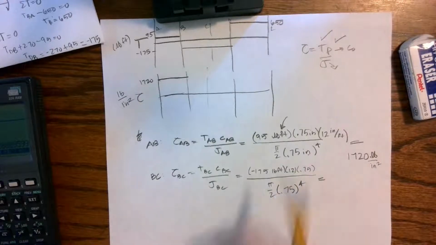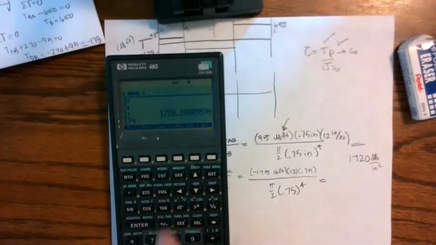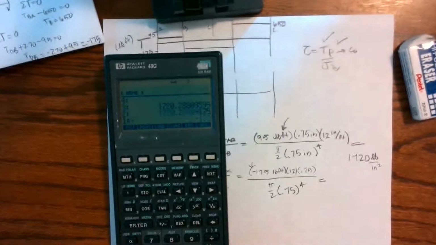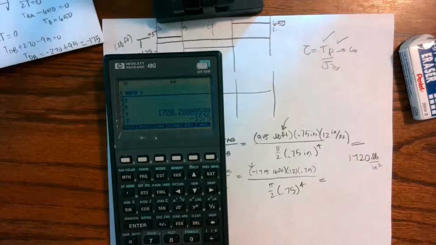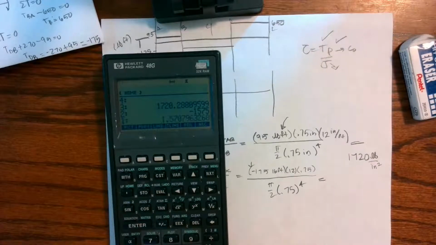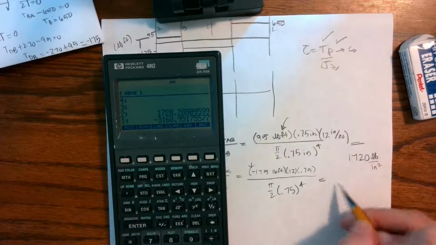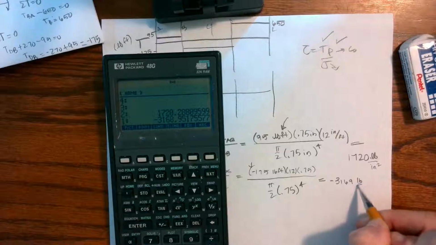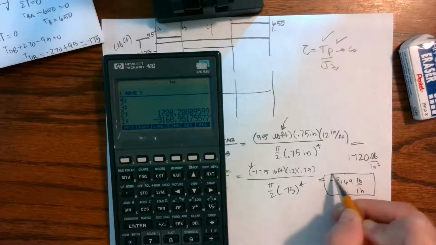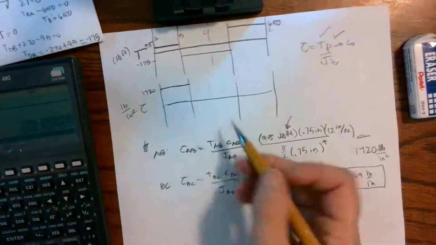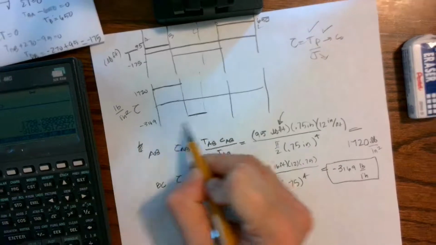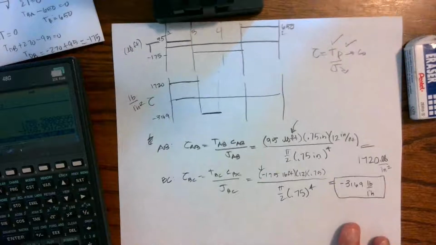Okay, so when I multiply this out, I get 175, and it's negative. I need to keep that in mind. It was negative 12 times 0.75 times pi as a number, 2 divided by 0.75 to the fourth, and I get negative 3169 pound per inch squared.